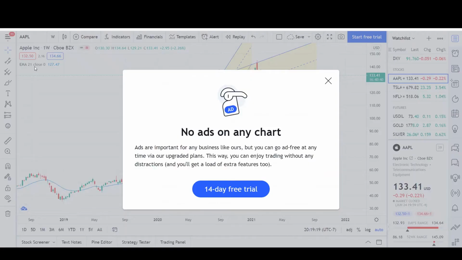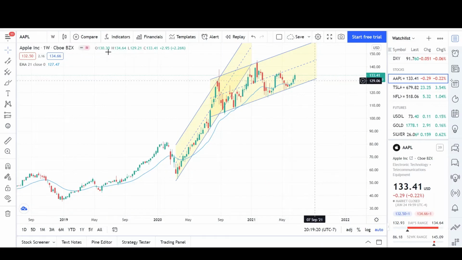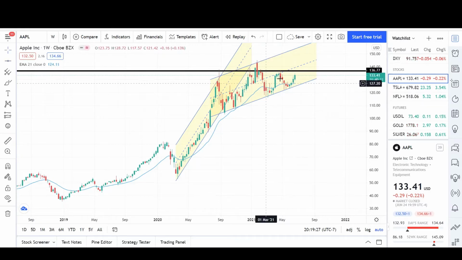However, I also see that there's a wall in front of the price action at this 136 level. Every time we come to this 136 level, we get rejected, and it continues to go the opposite direction. So if you were to take a long, it would have been right here in June 1st.